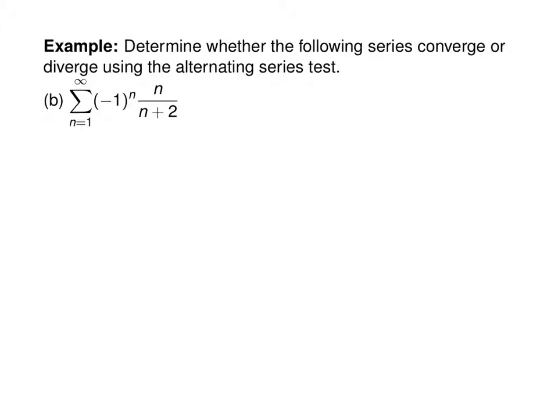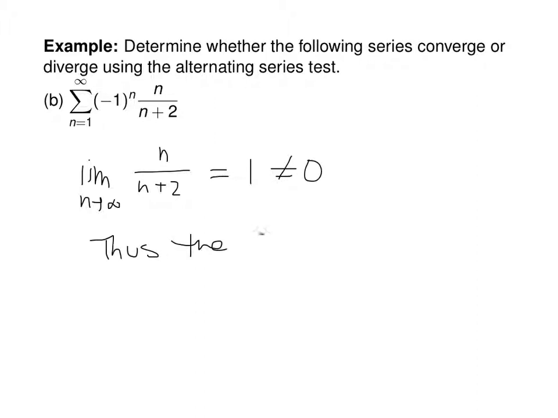Now here we have negative 1 to the n times n over n plus 2, and the limit as n goes to infinity of n over n plus 2 is equal to 1, which is not equal to 0. So thus the series diverges.